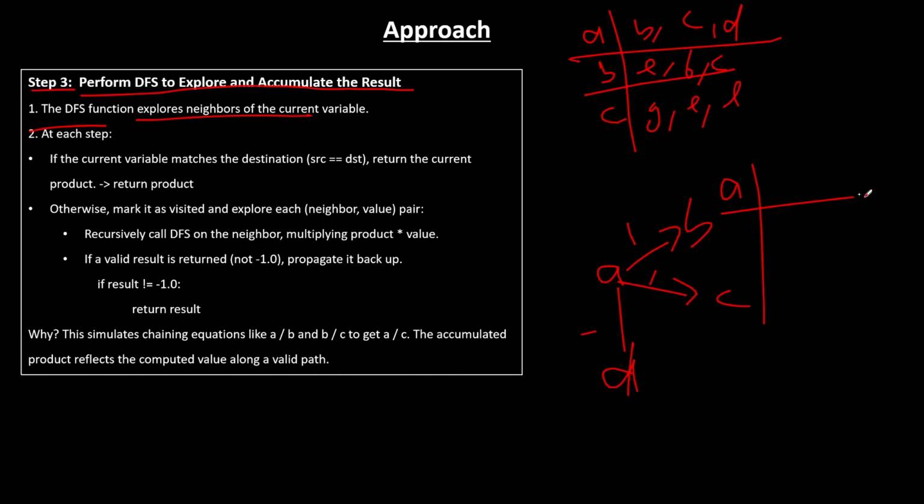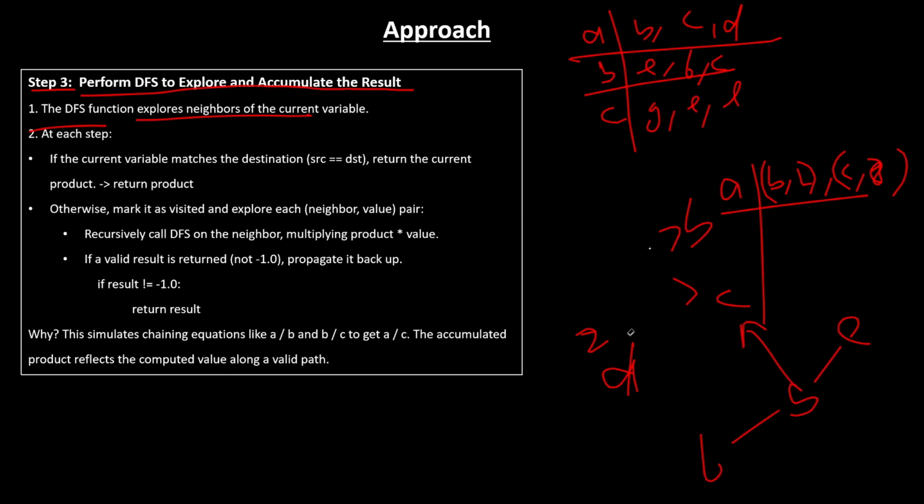It is stored like A is there, B is there with value 2, this way. C is there with value 8, this way. So this is how the values are stored. Let it be 2, 3, something like this. And since B is also connected to E, F, and C, this is how the graph, or the adjacency list, will look.